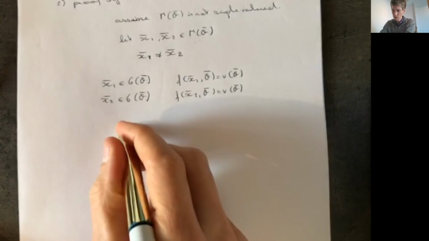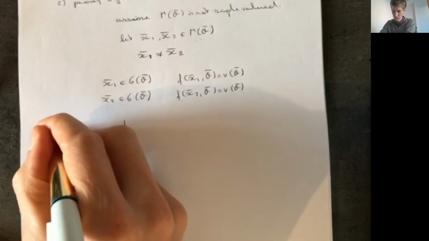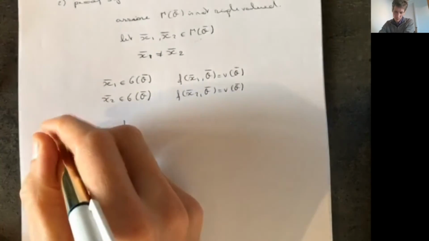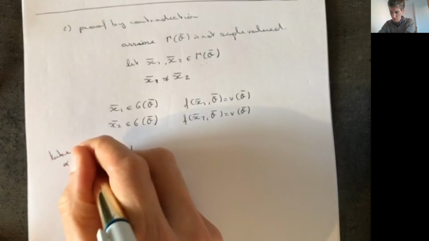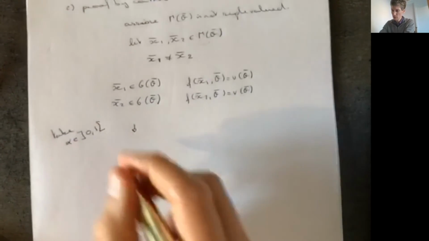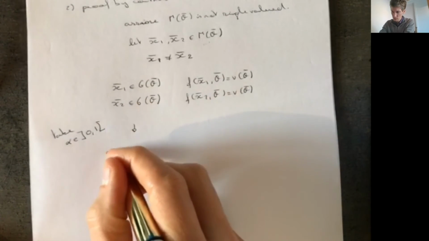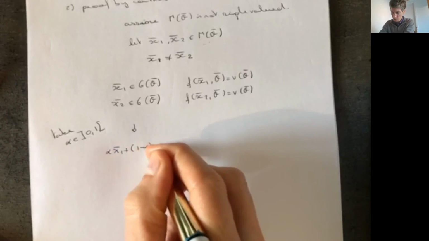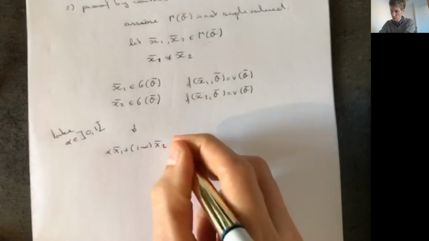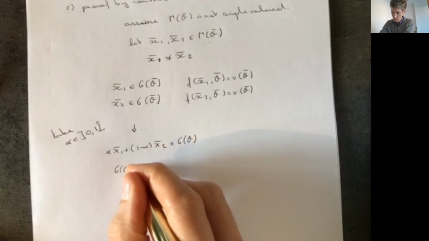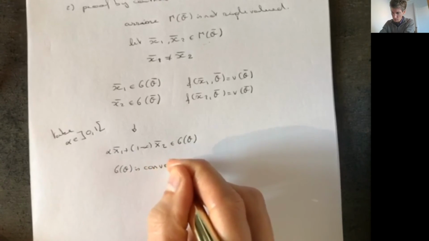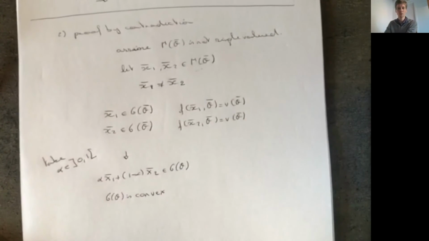And now we can use the same trick. We can take an alpha between 0 and 1, but now we're going to use strict quasi-concavity, so we're going to take an alpha strictly between 0 and 1. So alpha x1 plus 1 minus alpha x2 will now also be in g of theta, because g of theta is convex, because g is a convex valued correspondence.